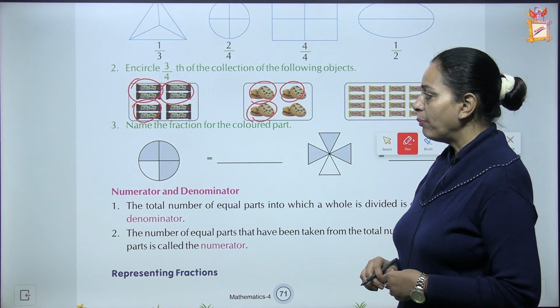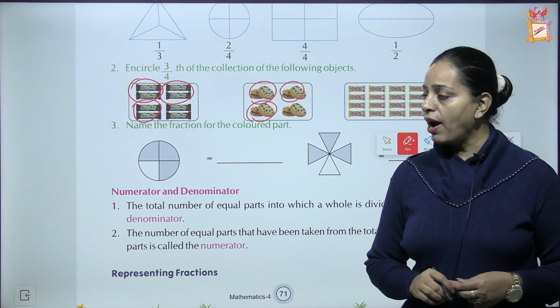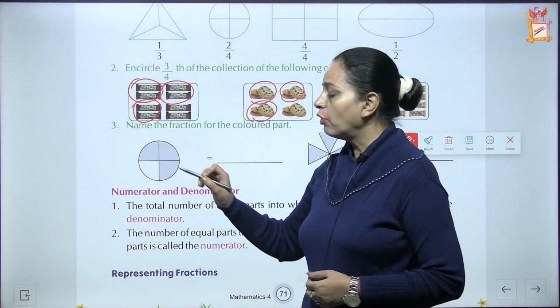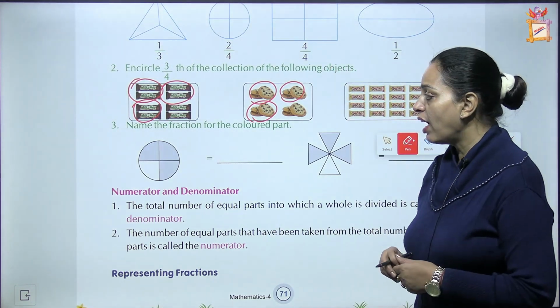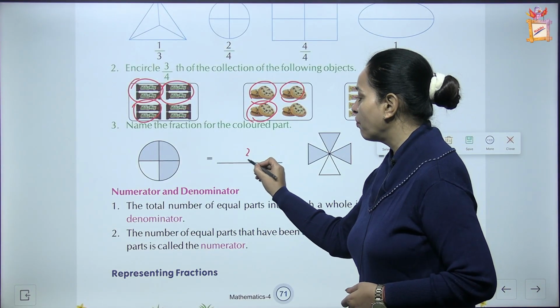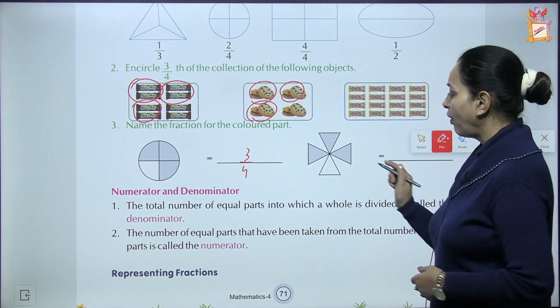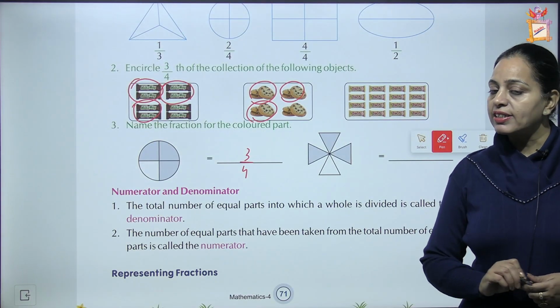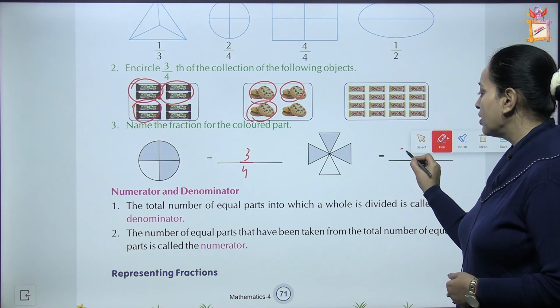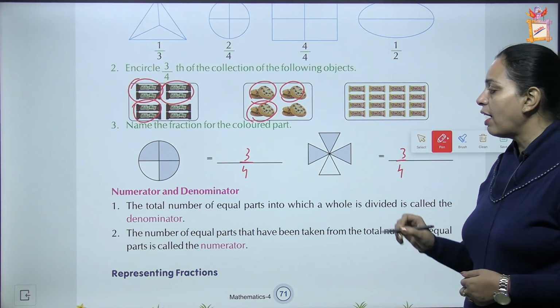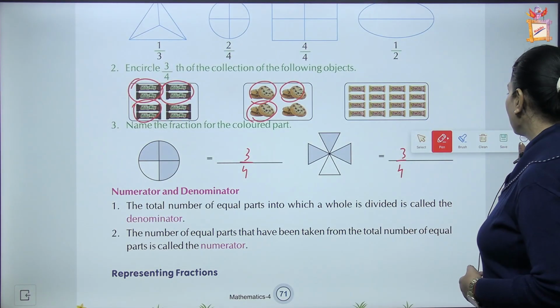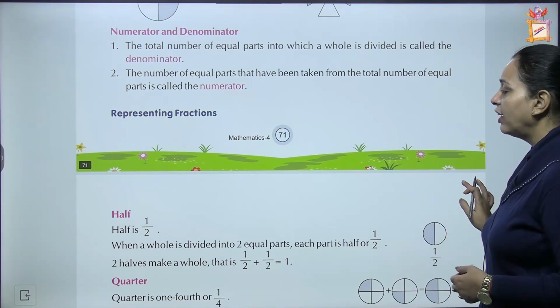The third one: name the fraction for the colored part. See here, we have total 4 parts. Out of 4, 3 are colored. So what is the fraction? Fraction is 3/4. Here, see this one, we have total 4 parts. Out of 4, 3 are colored. So fraction is 3/4. I hope this is very much clear to you. You have done this earlier also.